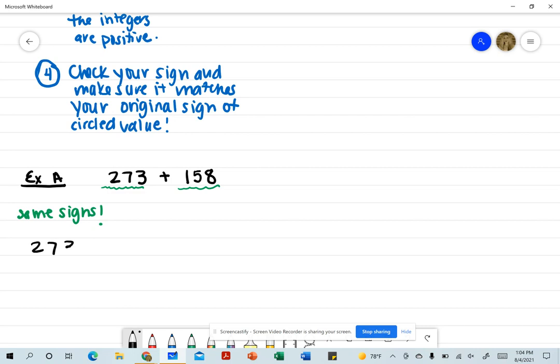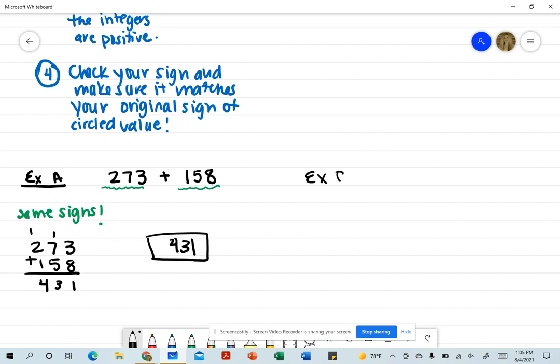So I stack 273 plus 158. I would get in the habit of always stacking your bigger number on top, since you have to do that with subtraction. The more you practice proper form, the better it is. 8 plus 3 is 11. 7 plus 5 is 12, then 13. 2, 3, 4. So my answer then is 431, and I make sure whether it's positive or negative. In this case, since the original two values were positive, it stays positive. So my final answer is 431. That's it. That's all it is.